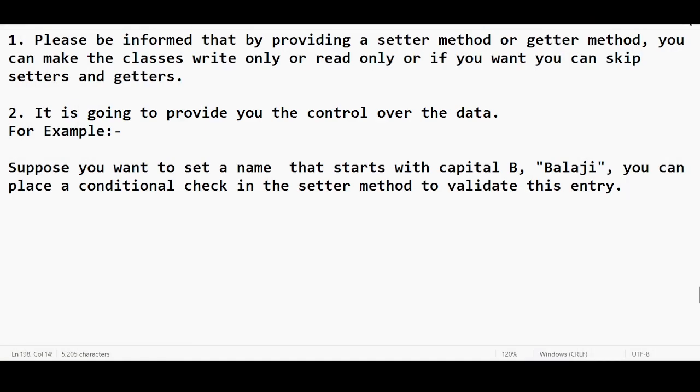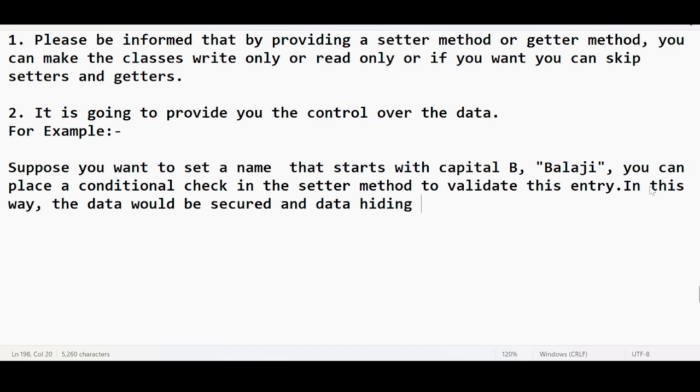You can place a conditional check to validate this entry. In this way, the data would be secure and data hiding is done properly. Now look at this. Data hiding is done properly. Why is data hiding done properly here?